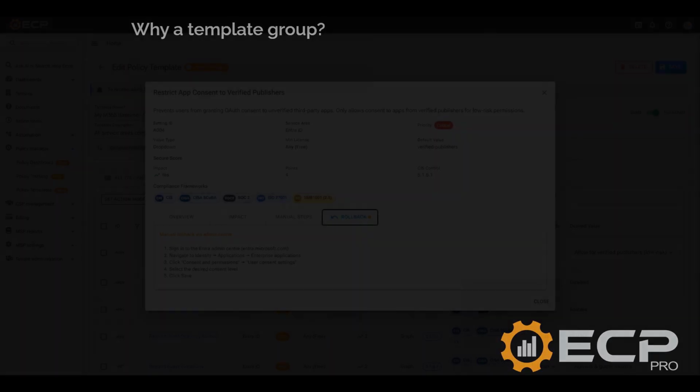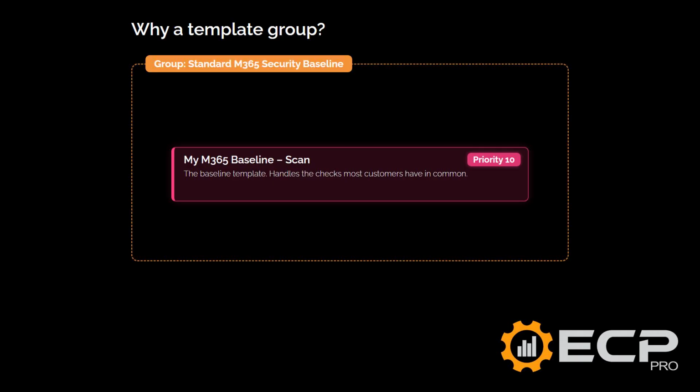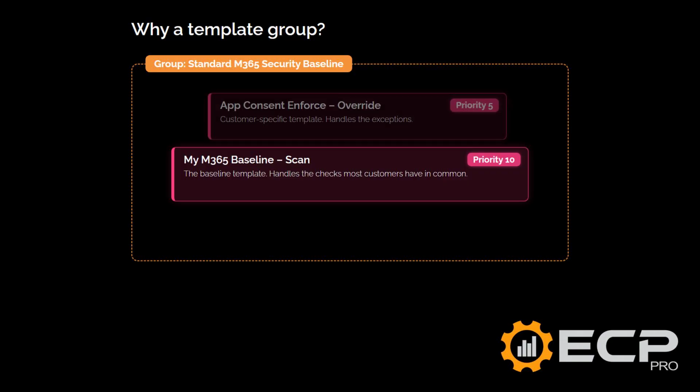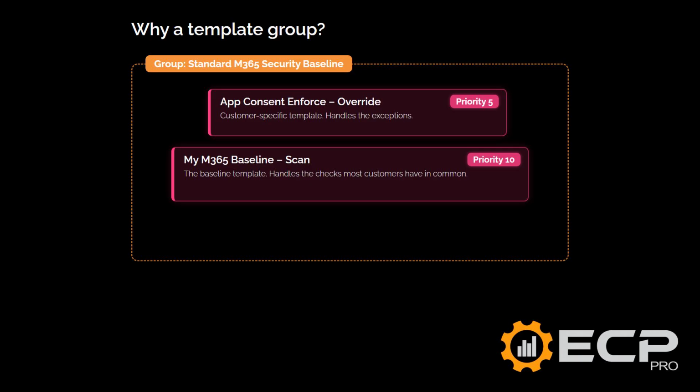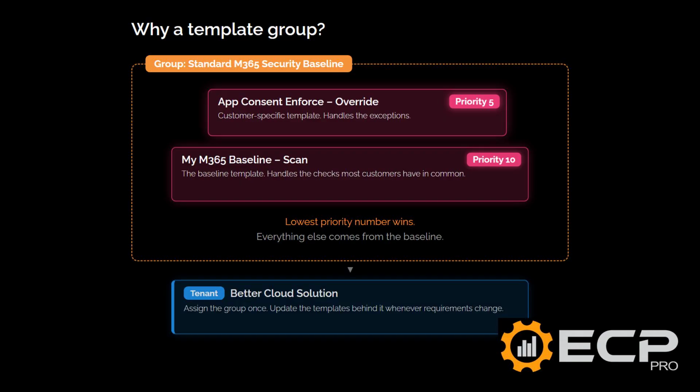Most customers need the same security baseline with only a few differences. Rather than creating a separate template for every customer, you'll create a template group. A template group combines the baseline template we've just created with one or more customer-specific templates. The baseline handles the checks most customers have in common, while the customer-specific templates handle the exceptions. When two templates configure the same check, the lower priority number wins. Everything else comes from the baseline. Assign the group once, then update the templates behind it whenever requirements change.